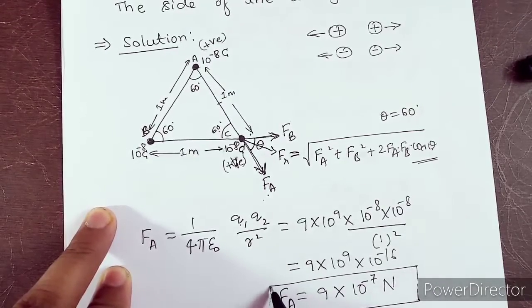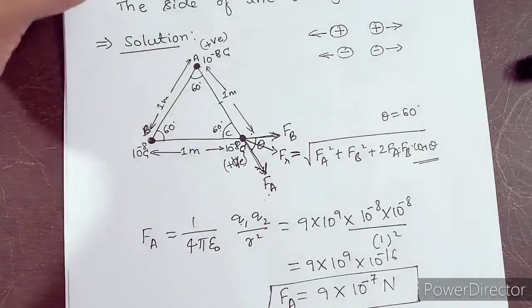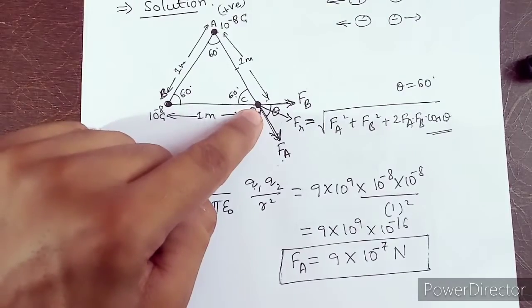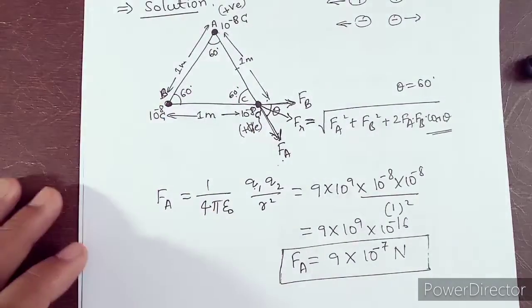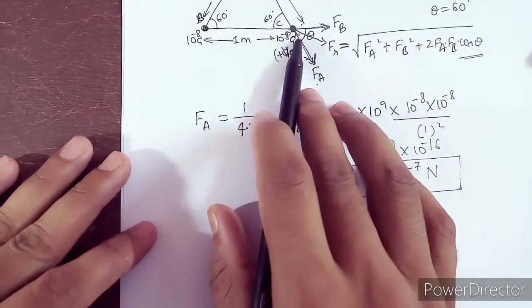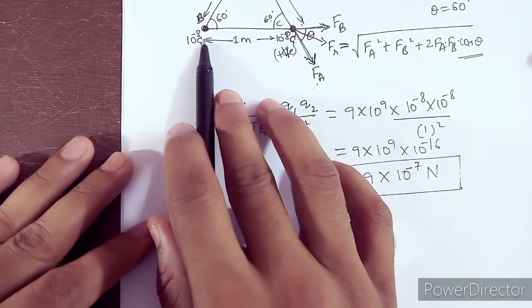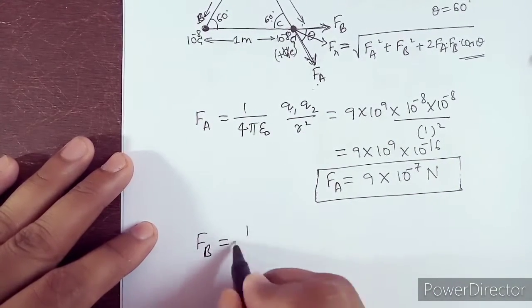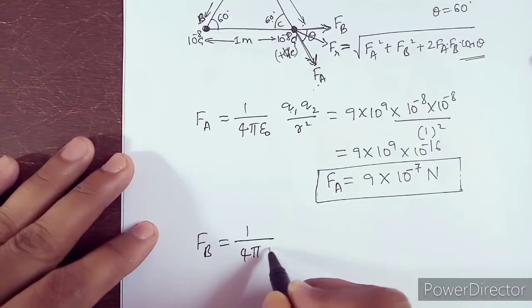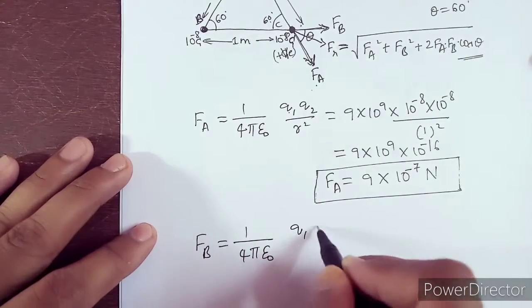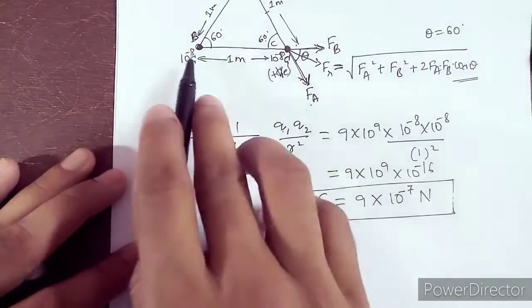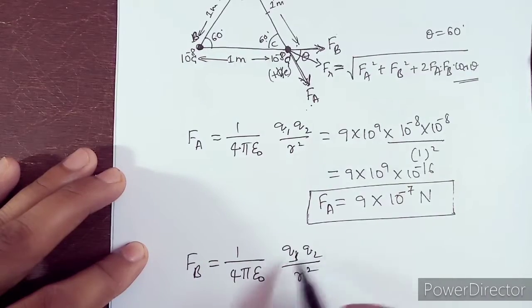Okay, force on the charge C, charge placed at C due to the charge placed at A. Then next one, force on the charge placed at C due to charge placed at B is given by Fb, that is equal to 1 over 4 pi epsilon naught q1 q2 by r square, or you can consider it as q2 q3, because we have already considered this one as q1.